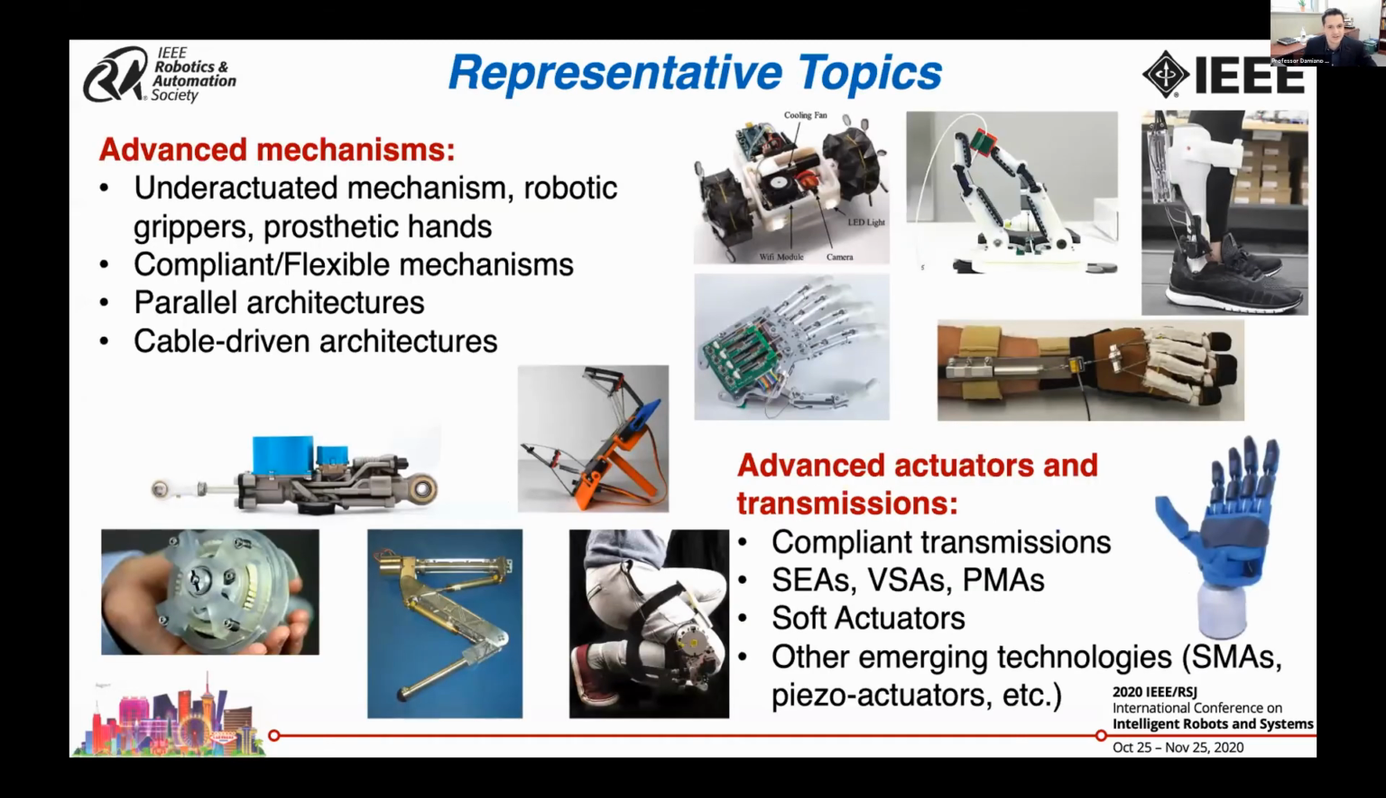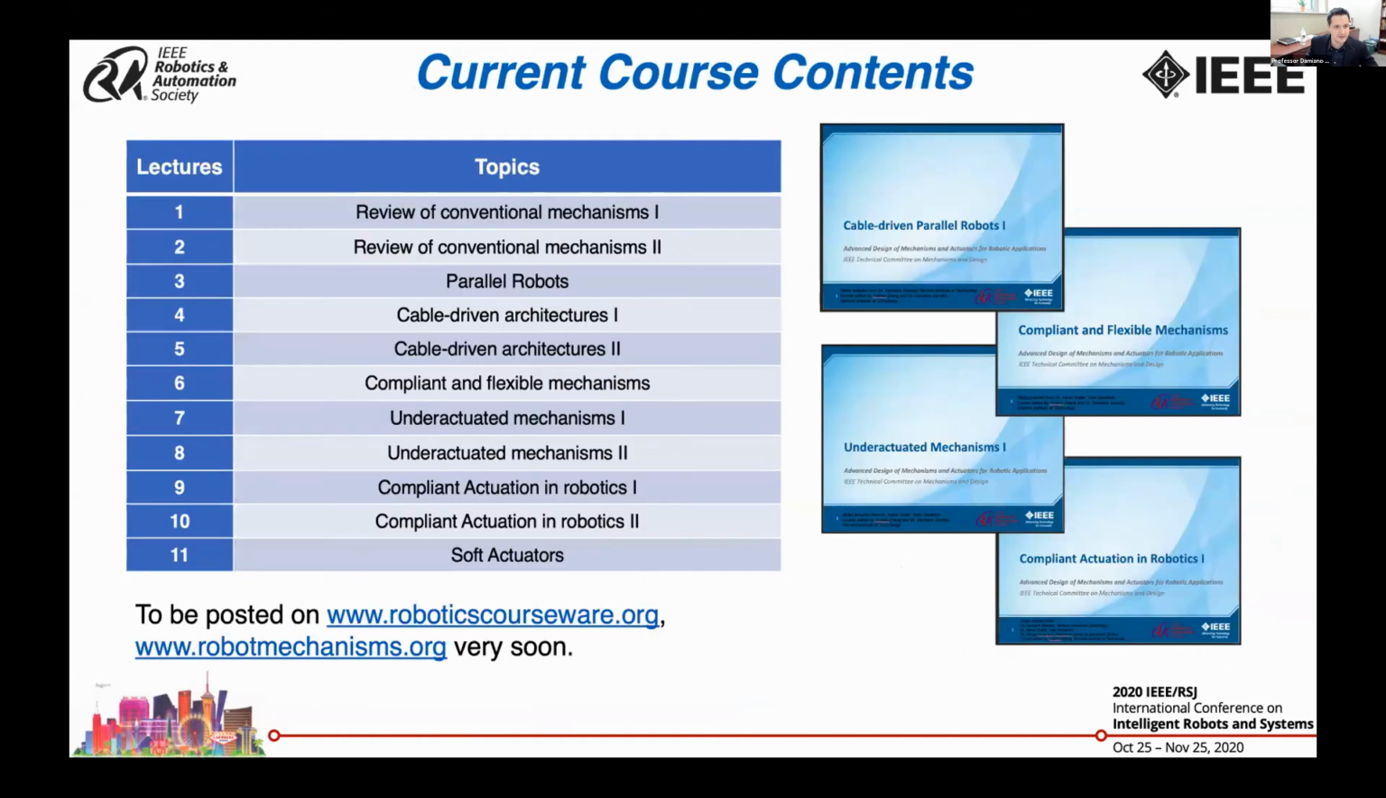These are some of the representative topics that we have included in the course materials, and that really reflect the core areas of expertise of our technical committee. We included underactuated, compliant, and flexible mechanism, parallel robots, cable-driven robots, and then compliant and soft actuators and transmissions, and so forth. This is what we have developed so far. We have 11 modules. Each module consists of 50 to 60 slides, and they are all organized in a coherent format.